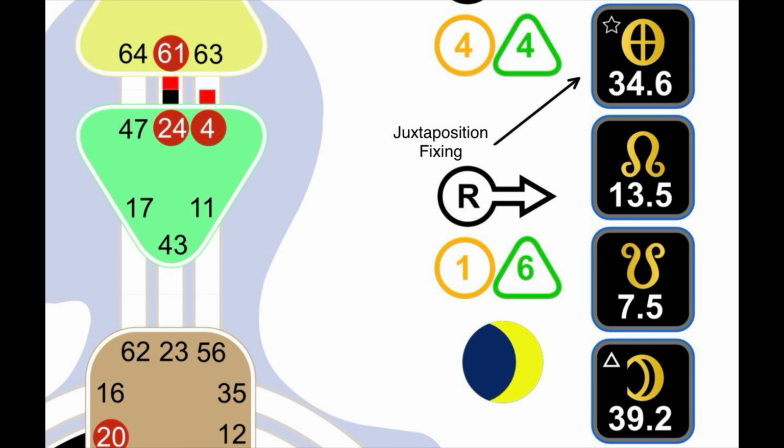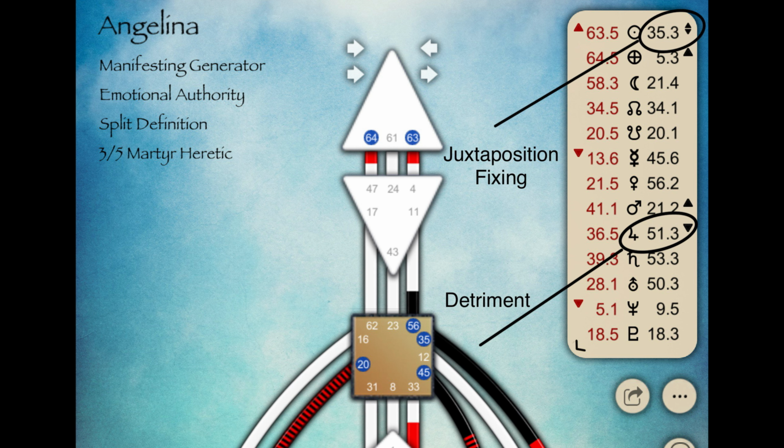And then sometimes you will have a star by a planet, or you'll have an arrow going up and an arrow going down. That's called a juxtaposition and fixing. What that says is that both the exaltation and the detriment are fixed. So in other words, you can move back and forth between the energy very easily.